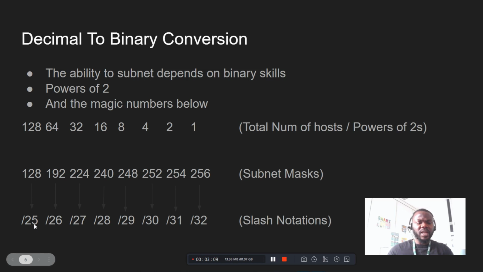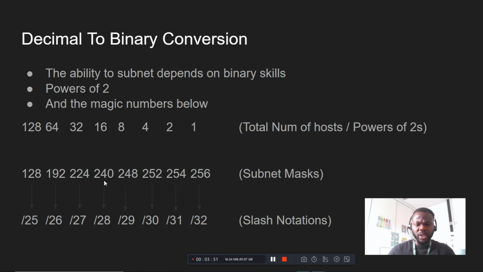And then these slash notations always work together with your subnet mask. Anytime your subnet mask is 128, definitely the slash notation is going to be 25. Anytime your subnet mask is 192, your slash notation is going to be 26. Anytime your subnet mask is 224, your slash notation is going to be 27. Anytime you have slash 29, your subnet mask is going to be 248. Anytime you have slash 28, your subnet mask is going to be 240. I'm going to explain this as we move on.